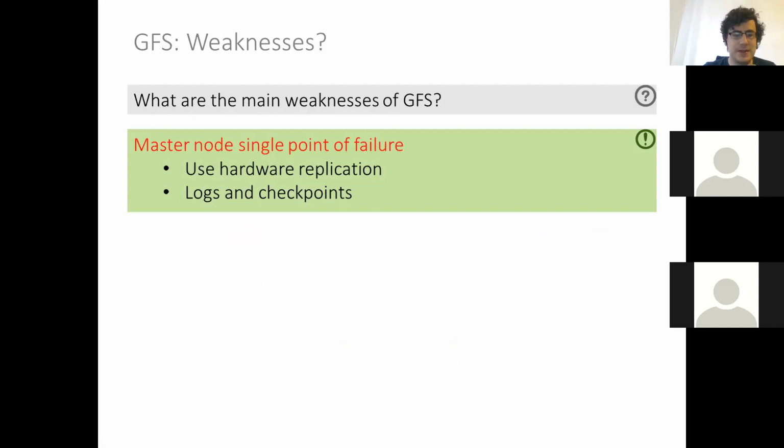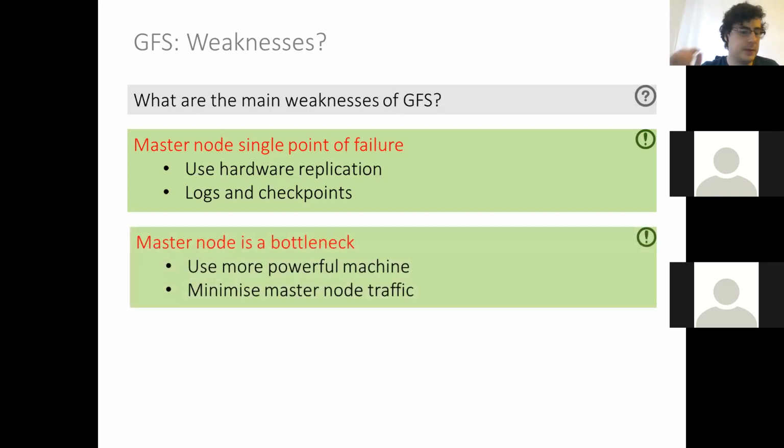We can try to address that by using hardware replication, which means that we have two machines doing exactly the same thing. We can try to use logs and checkpoints to at least make sure that if the machine goes down, because we have the state of the Google file system in memory, we can replay it from a log or a checkpoint to bring it back up. It's also a bottleneck, so we could try to use a more powerful machine. And we can also try to minimize master node traffic, which we've seen. So we try to do direct reads and pipelined writes, so we don't send all of the data in the Google file system through the master node.